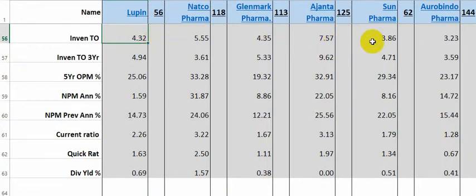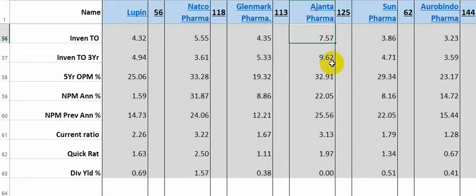Most of these companies have managed around 4-5 times. Ajanta managed to increase its sales over inventory to 7 times. Let us look at the inventory turnover 3 years back.